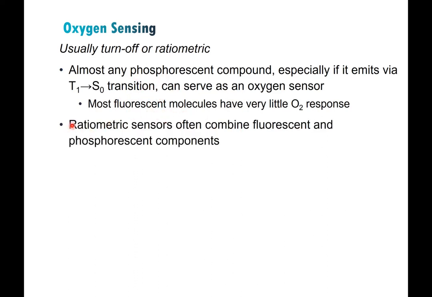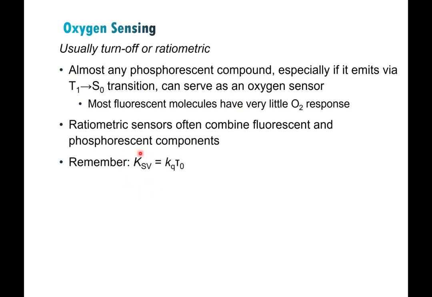But then what ratiometric sensors do is they will usually, in the case of oxygen sensing, combine fluorescent and phosphorescent components. So the fluorescent component, as we know, will not respond very much or at all to O2, and that would be your internal standard, and then the phosphorescent component is going to be significantly quenched. And a key design principle in oxygen sensing is the Stern-Volmer relationship, because this quenching response will typically follow that relationship that we introduced a couple of chapters ago.